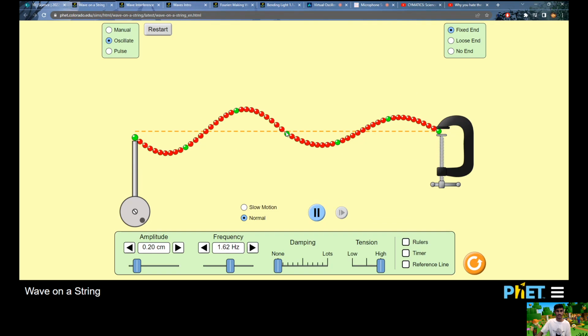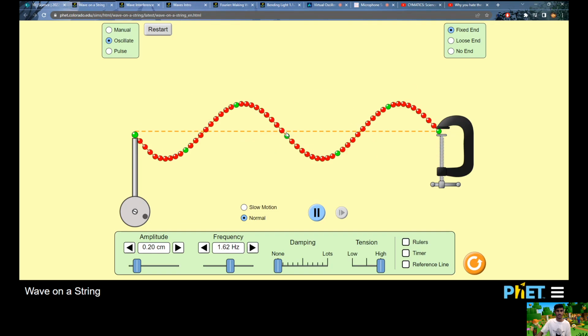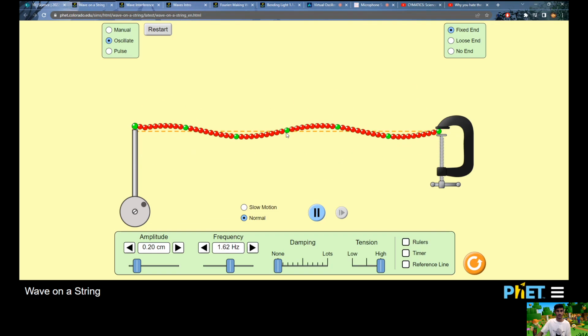These points over here, like this green circle in the center, barely seems to move at all. And that's as a result of destructive interference, which we call nodes.